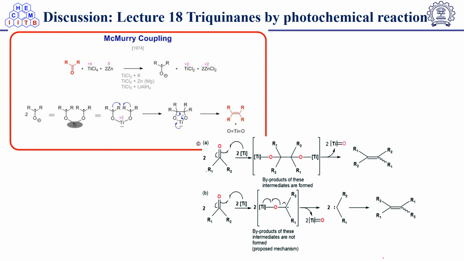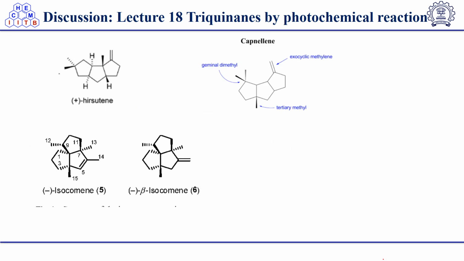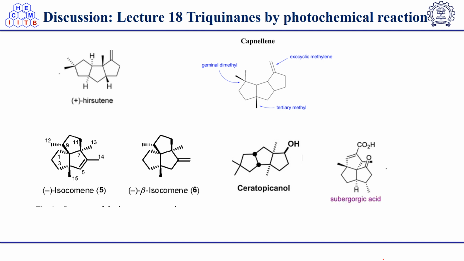So that was about lecture 18. We saw the total synthesis of hirsutene, capnellene, isocomene, ceratopicanol, and subergorgic acid. In the first three cases, TMS iodide mediated thermal rearrangement was the key step. Then in the last two cases, ceratopicanol and subergorgic acid, we have seen arene photocycloaddition with an olefin as the key step.